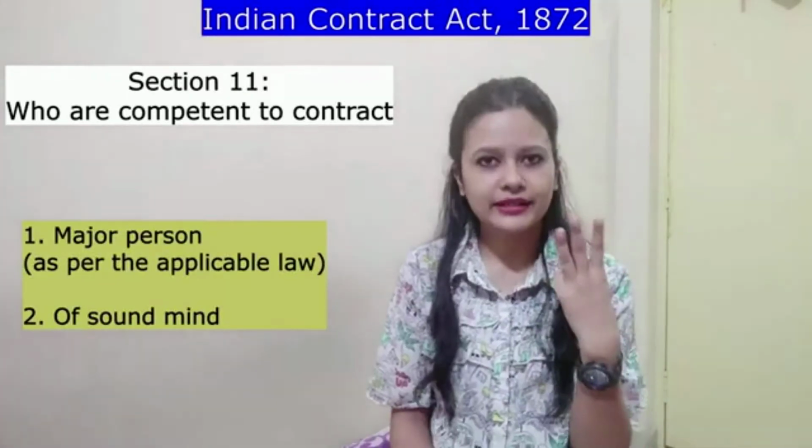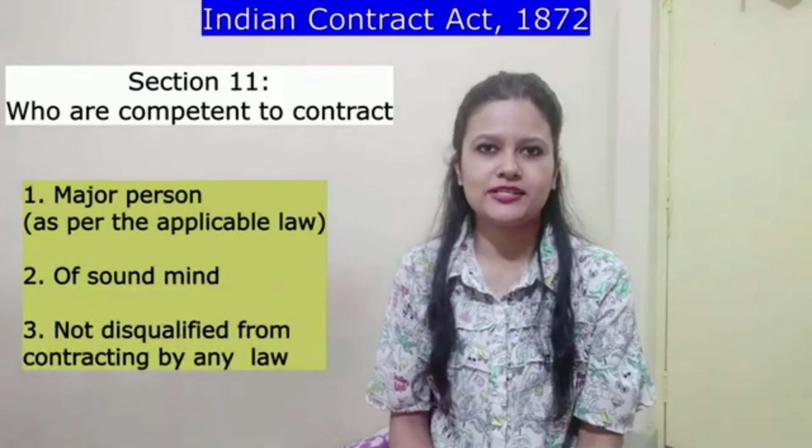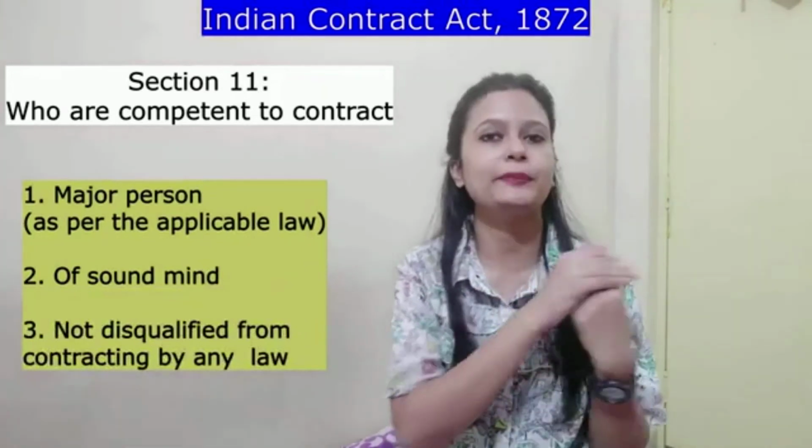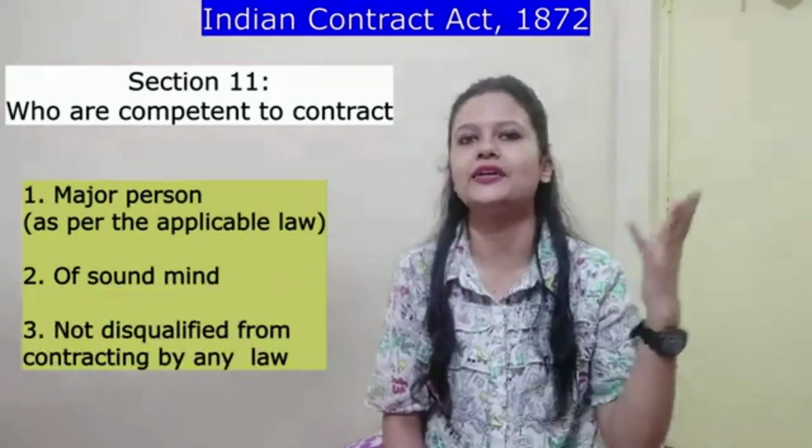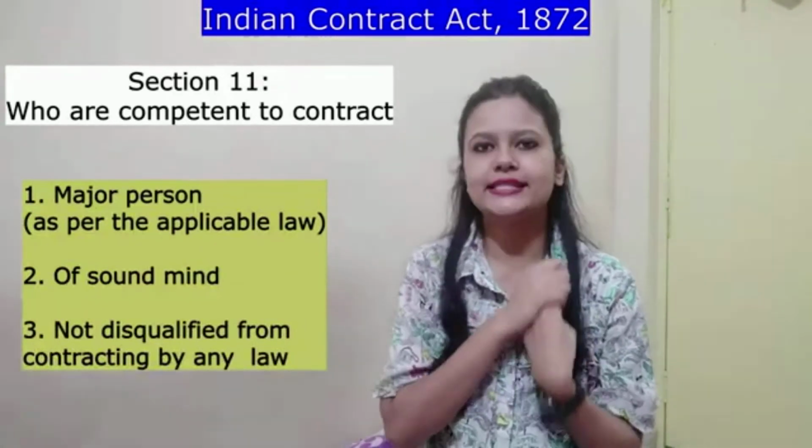Now, the third condition that Section 11 mentions is that the person should not be disqualified from contracting under any other law. Now, what does this mean?